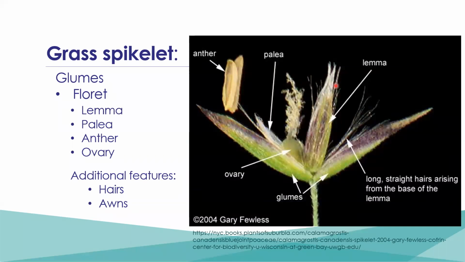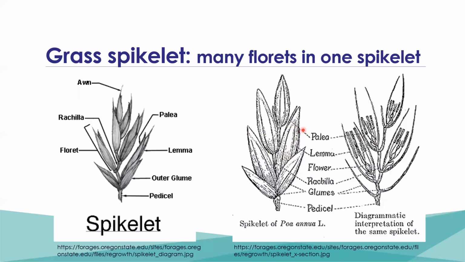So for every grass spikelet, the first thing you want to do is find your glumes and then go in from there to figure out your florets. This is an example of one floret in a spikelet. We do also have grasses that have many florets in the spikelet.